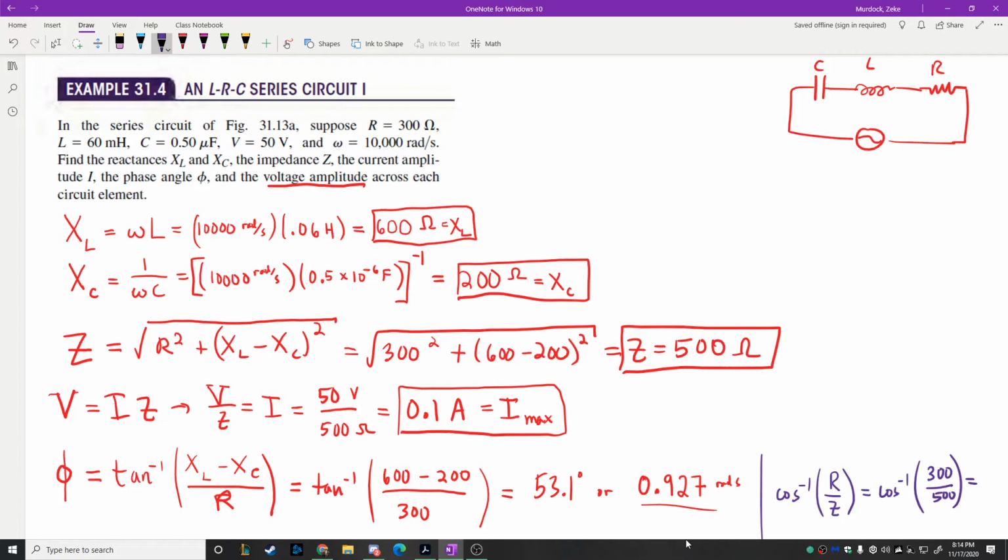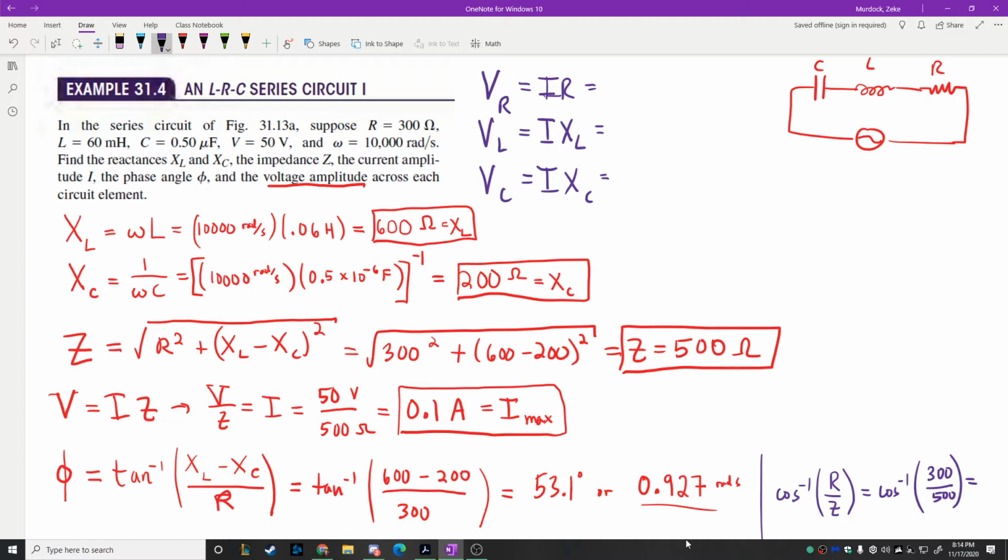All right. So finally, we want to do the voltage amplitude across each element. So this is where we need to say VR is IR, VL is I times XL, and VC is I times XC. Now, every one of these pieces of information is already given.